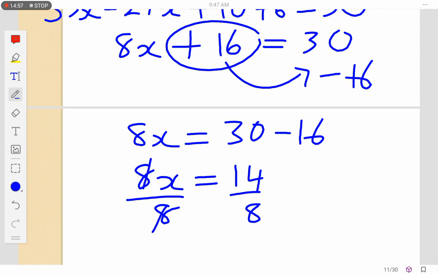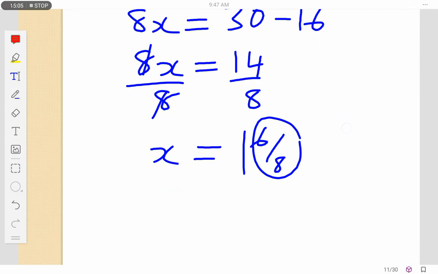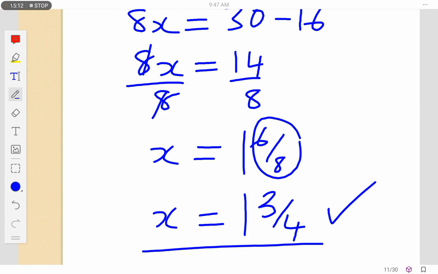This side they cancel each other, and we'll remain with our x as 1 and 6 over 8, and this becomes 1 and 3 over 4. So this is our final answer, guys.